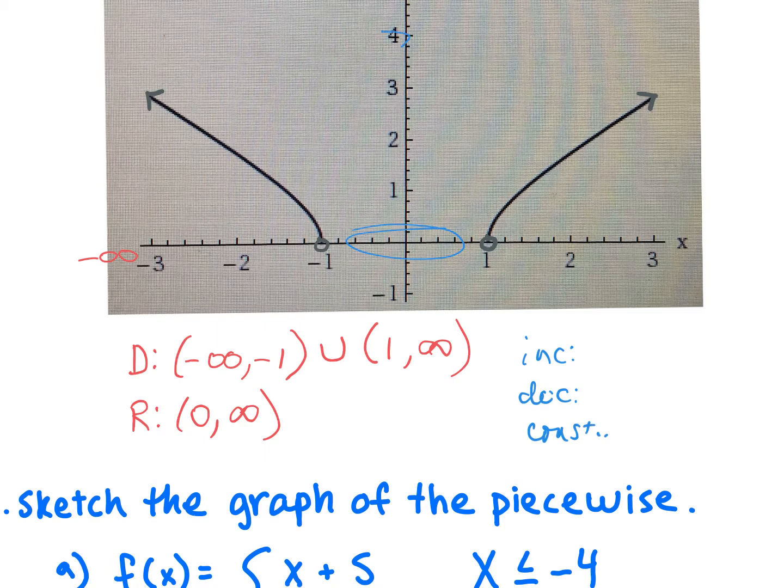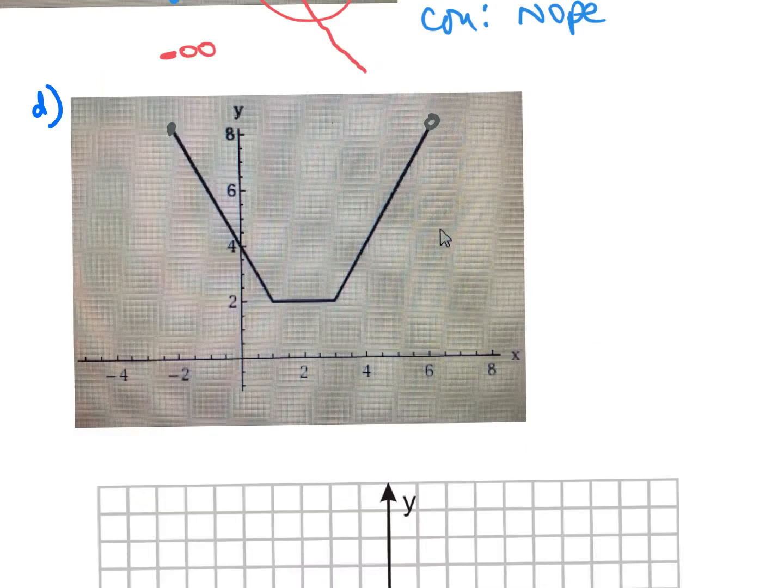Remember, don't worry about the y. Cross it off. Don't even look at it. From left to right. From -infinity to what are we doing? Decrease from -infinity to -1. Awesome. Then 1 to infinity, I'm doing what? Increase. Yep, and then where am I constant? None. Awesome.